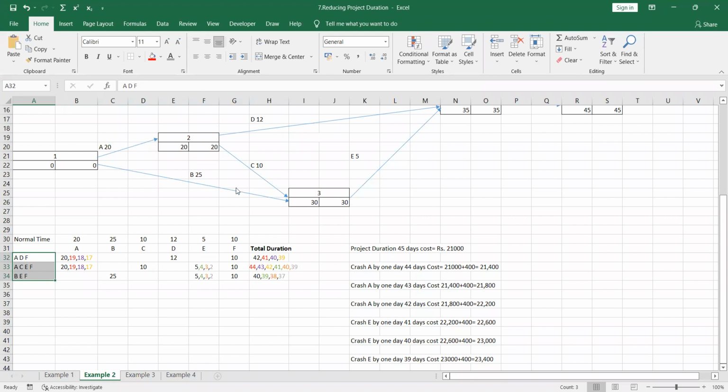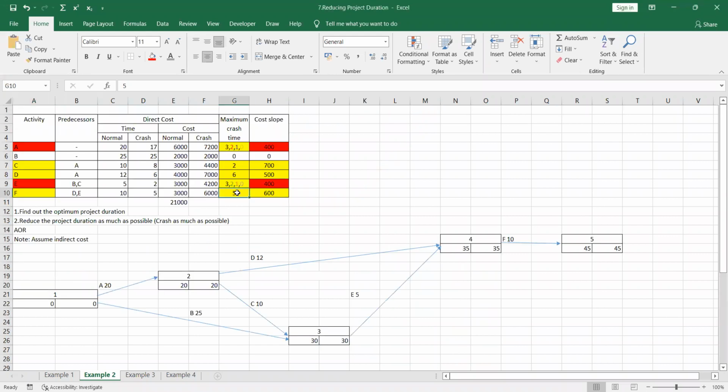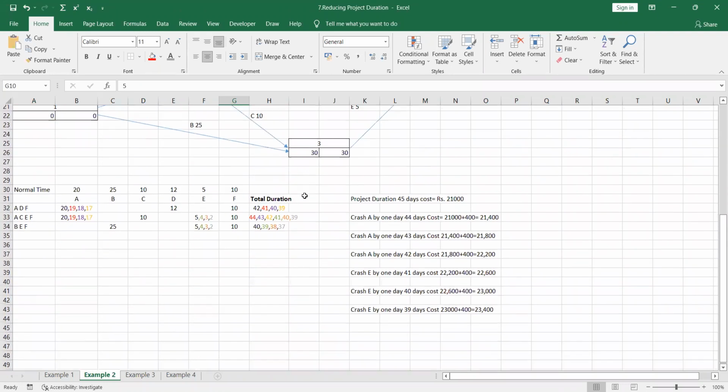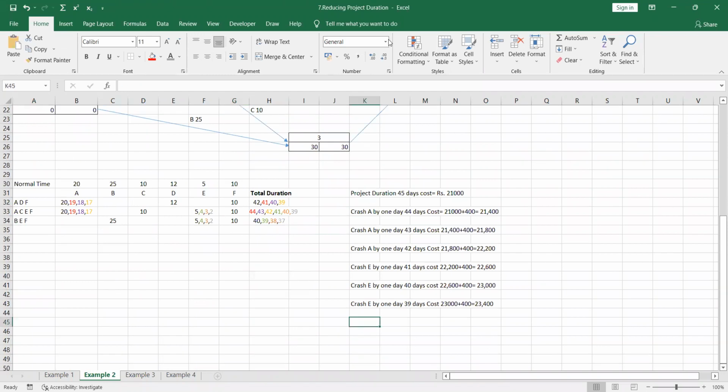Crash by 5 days. So the maximum crash time is 5. So you can crash the F activity by 5 days because the F activity is common for all this part. So did you get my point?